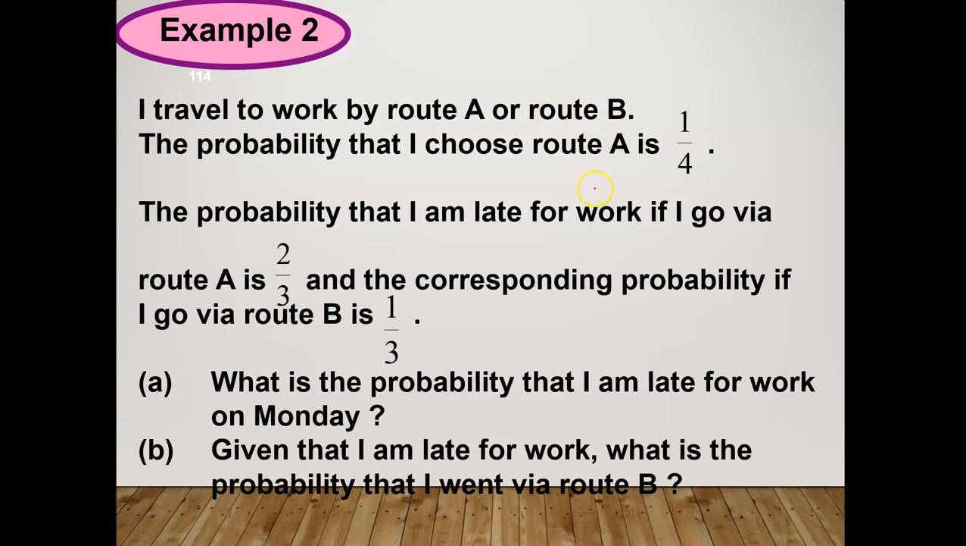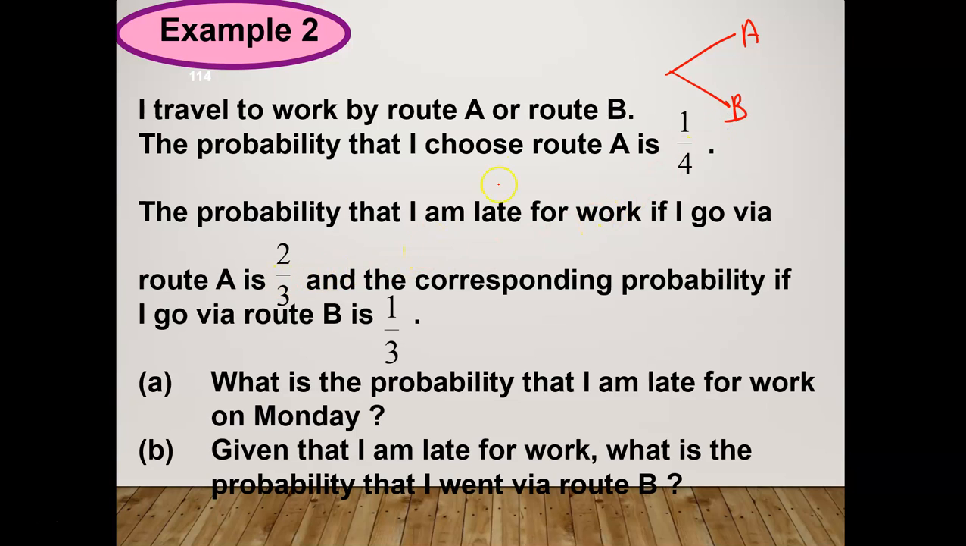So how you can choose your first event? Okay, you imagine yourself, which one happened first? You choose your route or you late for your work. Okay, you think it logically. Before, if you want to travel to work, first you have to choose your route, kan? So your route A or route B will be the first event. Okay, route A and route B.